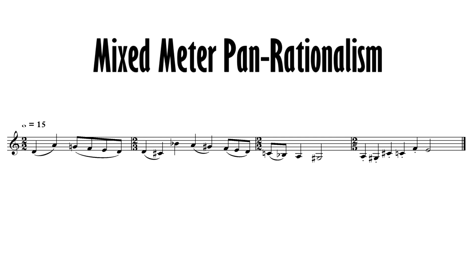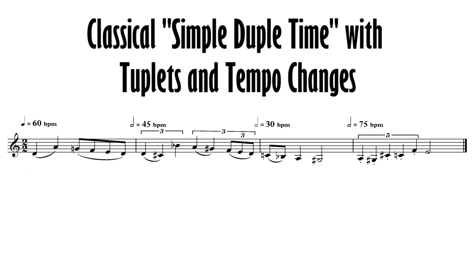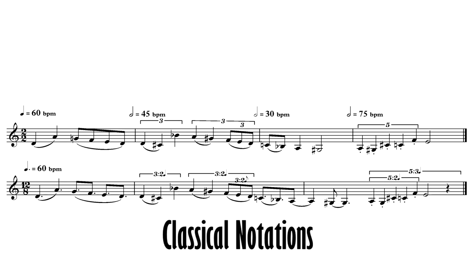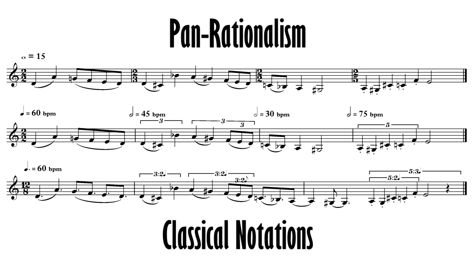Important to realize is that this rhythmic feat is rather cumbersome to execute via standard notation. For example, one could write this passage using both tuplets and tempo changes, as seen here, or, even more intimidatingly, one could notate this whole passage with only tuplets and without tempo changes, as seen here. While the sound of the pan-rational melody is achievable in classical notation, as seen here, the notation of pan-rationalism is remarkably cleaner and less intimidating than the other possibilities.